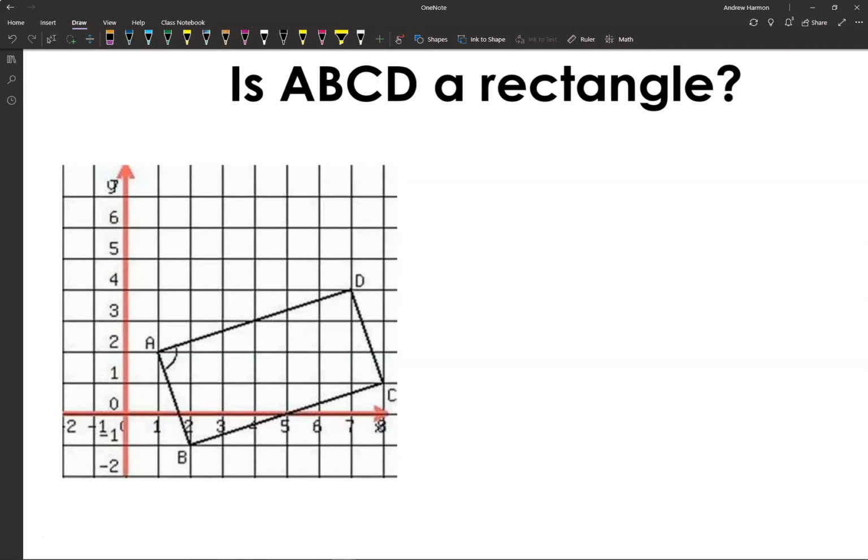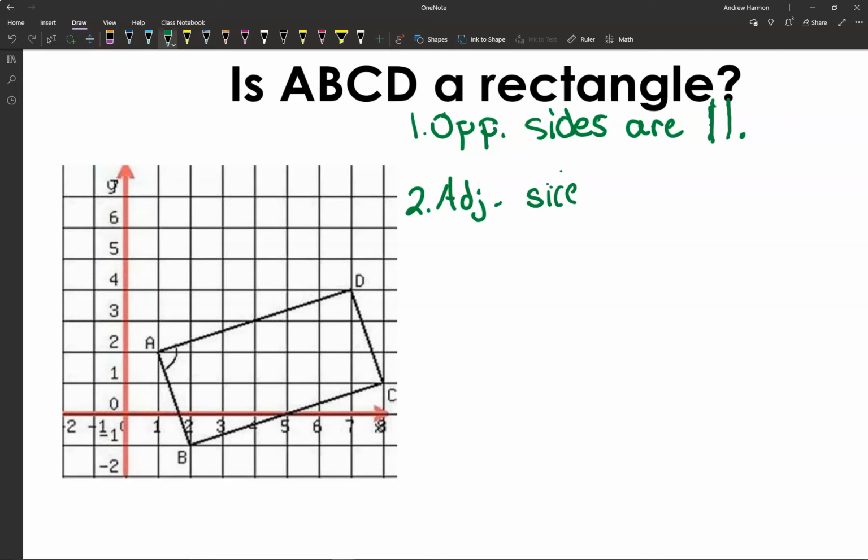To show this, we need to show 2 things. One, we need to first see, is it a parallelogram? So we need to show that opposite sides are parallel. And 2, we need to show that adjacent sides are perpendicular. We're doing that because if the sides are perpendicular, then all the angles are right angles.